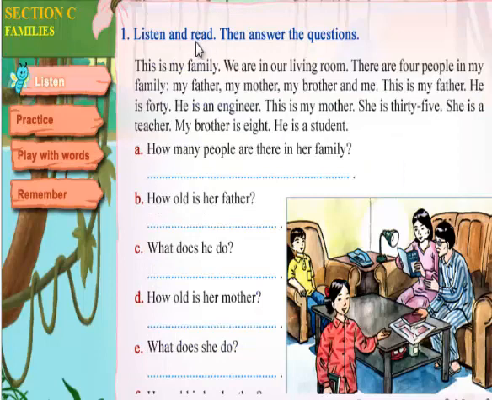This is my family. We are in our living room. There are four people in my family. My father, my mother, my brother, and me.